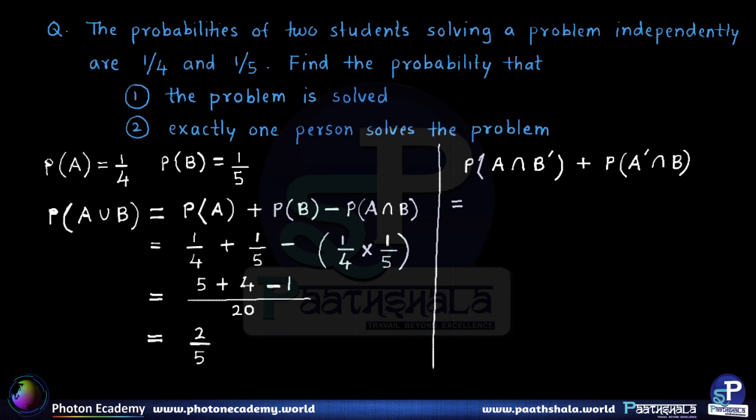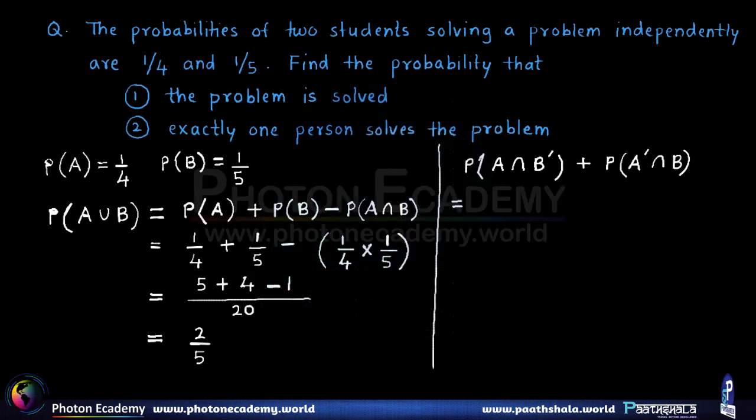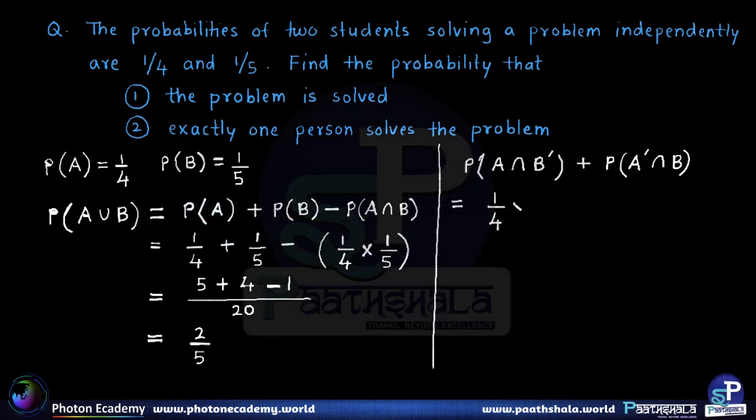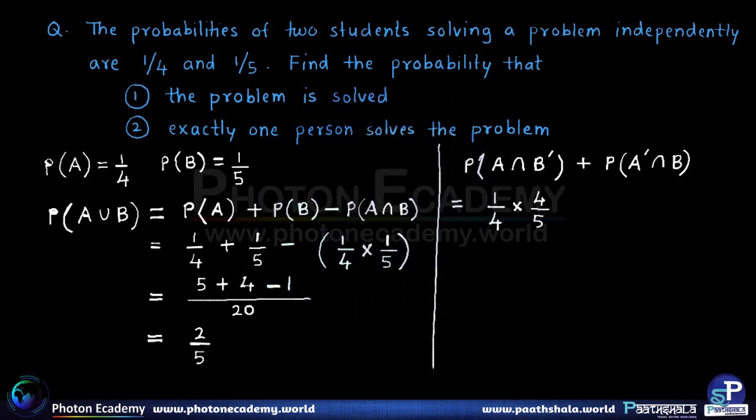Now as we have seen earlier, if A and B are independent events, then A and B dash will also be independent events, and similarly A dash and B will also be independent events. So here P of A intersection B dash will be nothing but P of A into P of B dash. P of A is given to us, which is 1 upon 4, multiplied by P of B dash. Now P of B is 1 by 5, so P of B dash, that is B complement, will be 4 by 5. That is the first term.